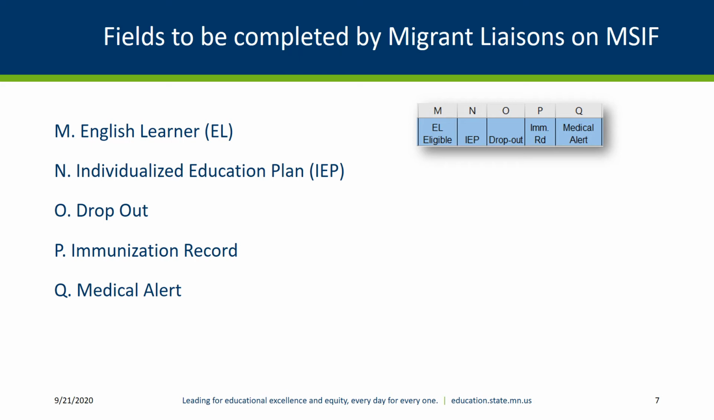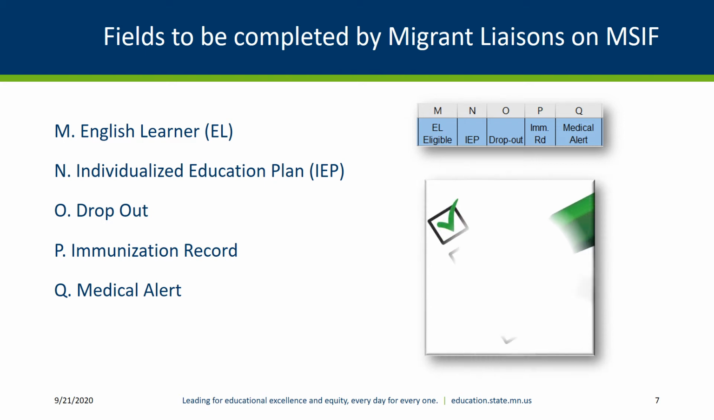M through Q are also fields to be completed by the migrant liaisons on the MSIF. We have EL eligible. This applies to any student that has been determined to have limited English skills on an assessment. We have IEP. This applies to any student who has been determined through assessments to need a plan to meet their special needs. Dropout is if he or she is at risk of failing and his or her education has been interrupted during the previous or current school year.